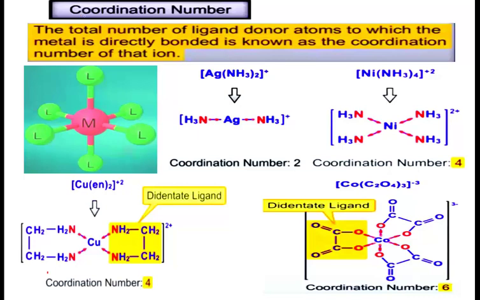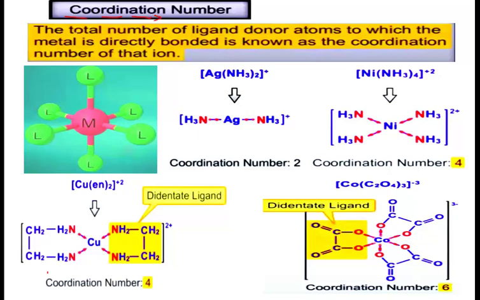Hello dear students, today we are taking up the next term in coordination compounds. Up to now we have discussed coordination complex, the central metal atom or ion, and ligands and their types. Now the next important term is coordination number.